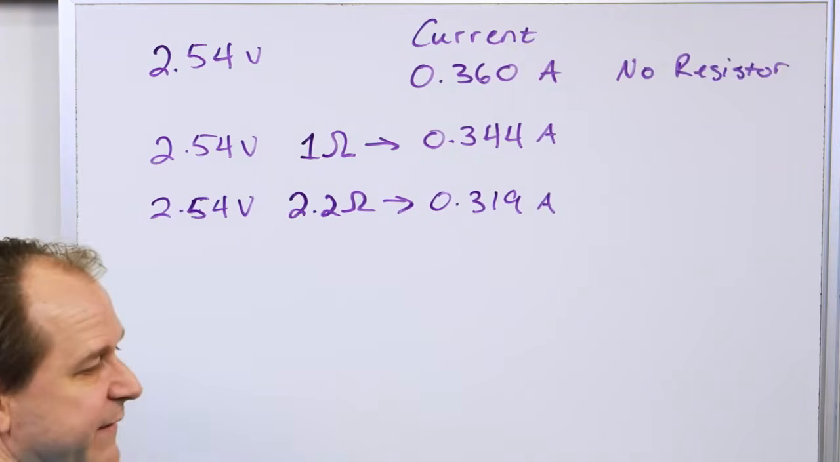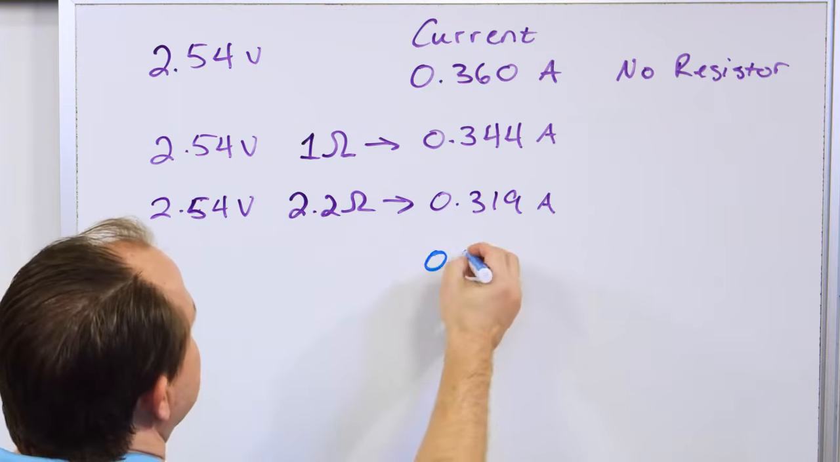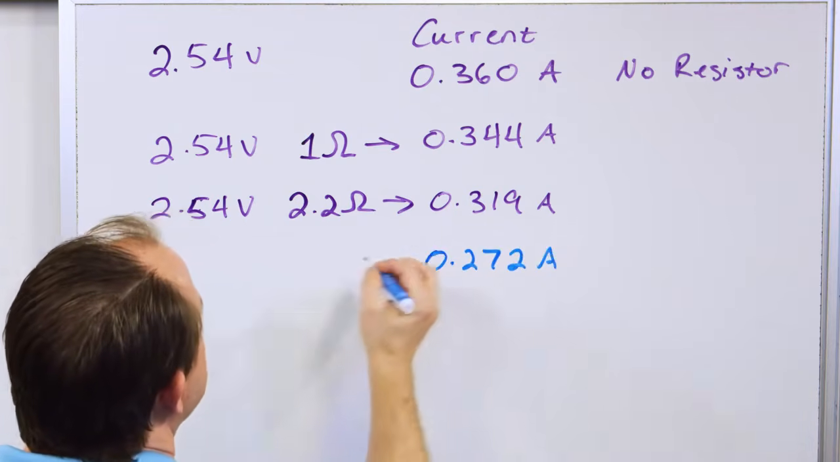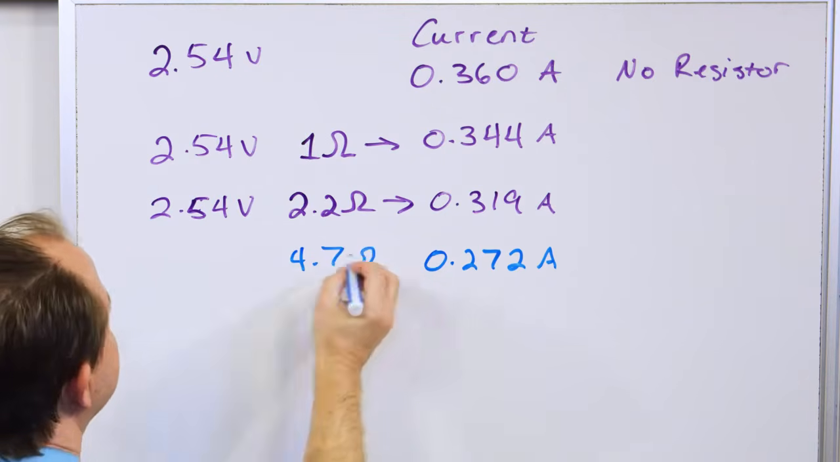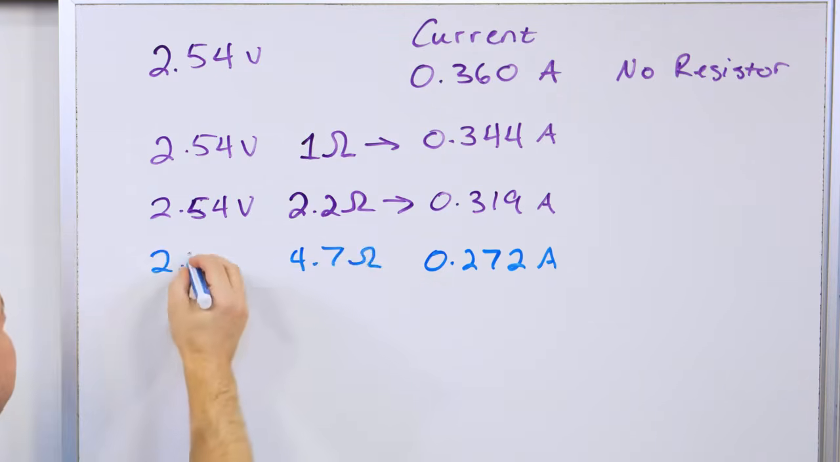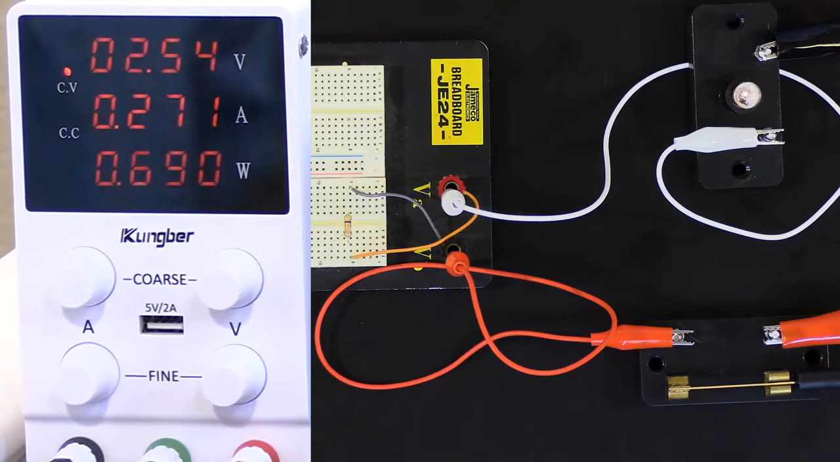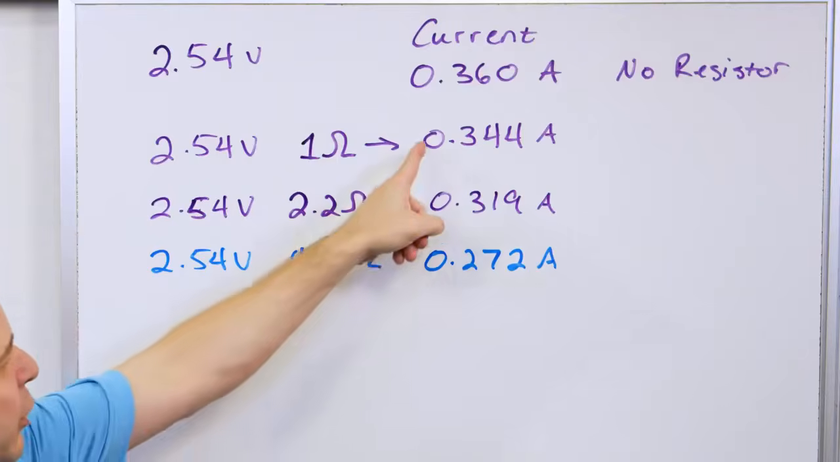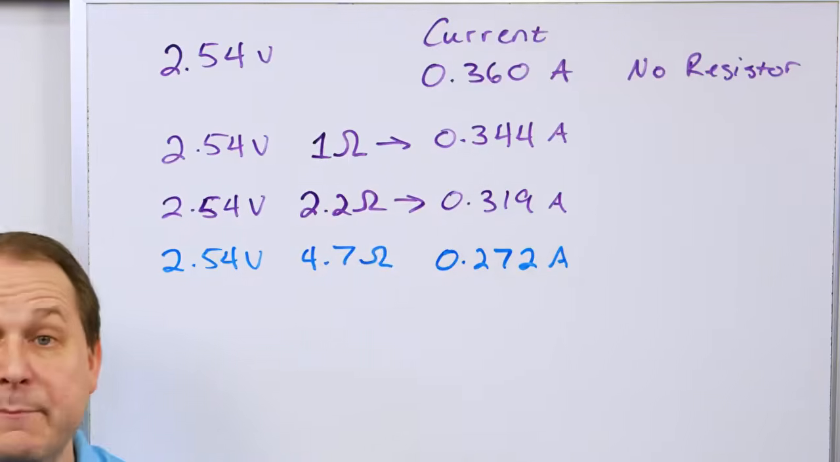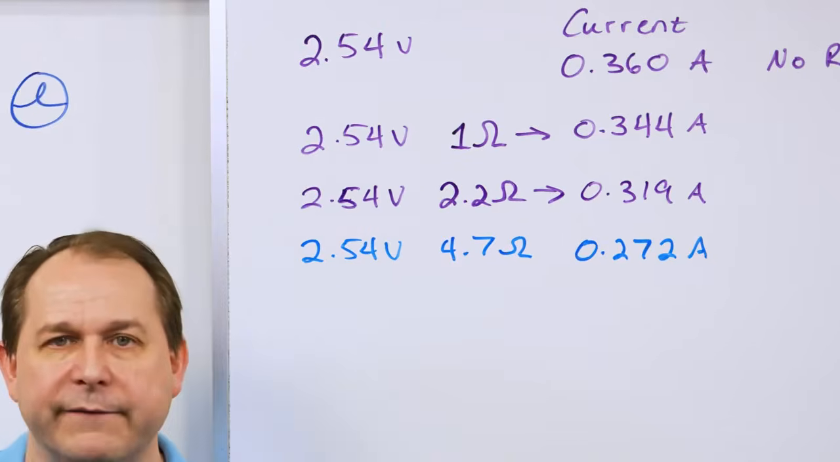Here we have 0.272 amps. And this was a 4.7, let me double check, 4.7 ohm resistance, but notice the voltage is exactly the same, 2.54 volts. So 2.54 volts, same voltage every single time, but as I increase the value of the resistance, the current is going down. And because the current's going down, the brightness of the bulb is going down.